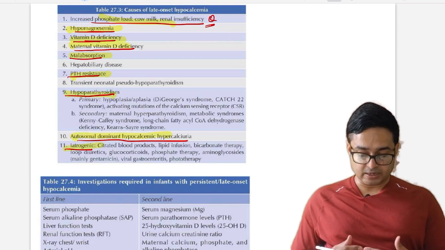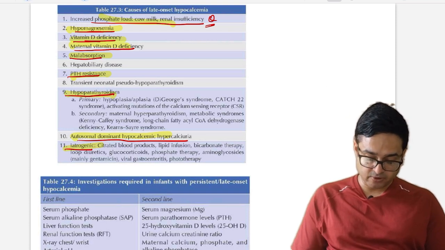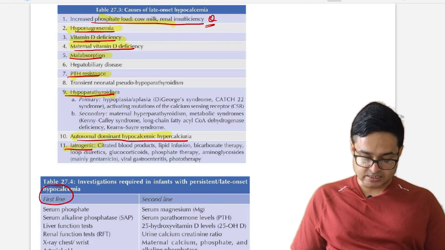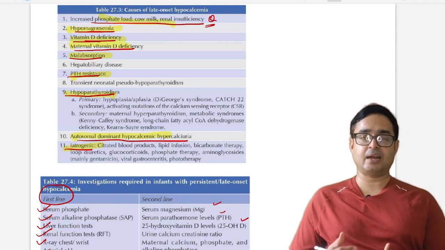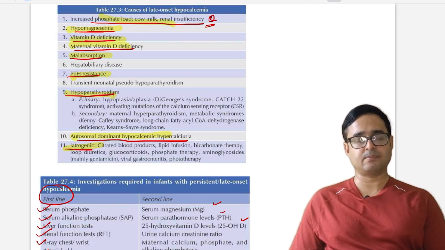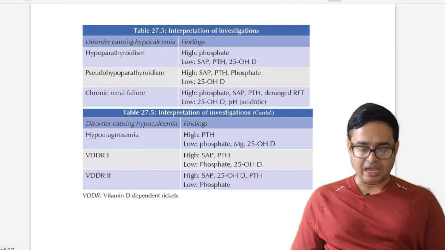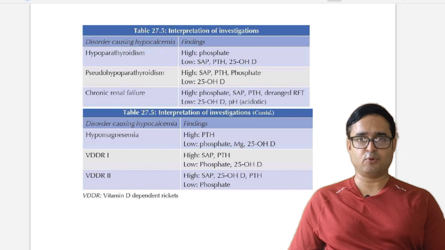So what investigations are required in late onset hypocalcemia? First line, you have to remember; note second line. First line: serum phosphate, serum alkaline phosphatase, liver function test, renal function test, X-ray chest and wrist, arterial pH. Other investigations including vitamin D, magnesium, PTH will be second line. So they can ask which are the first line investigations in late onset hypocalcemia of neonates. I'm going very fast because it is impossible to cover so much stuff which is important in neonatal fluid, electrolyte and kidney disorders.